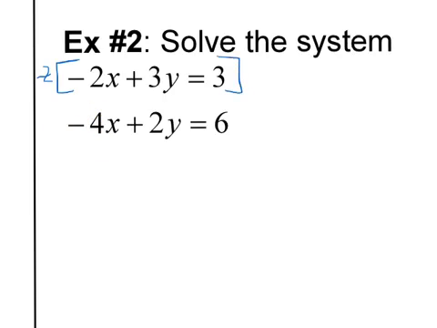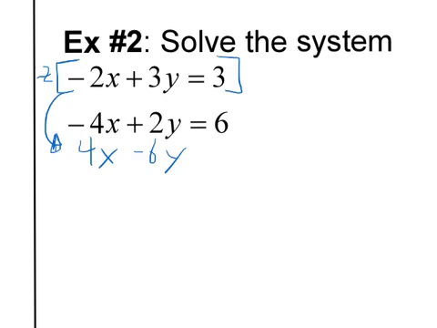So let's do that, but I'm going to put my answers down here right below. So -2, that's a negative there. -2 times -2 makes positive 4x. -2 times 3y makes negative 6y. And -2 times 3 makes negative 6.